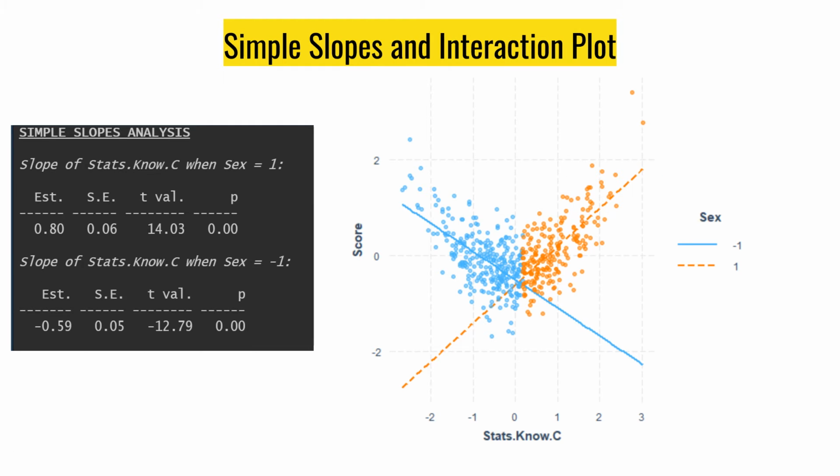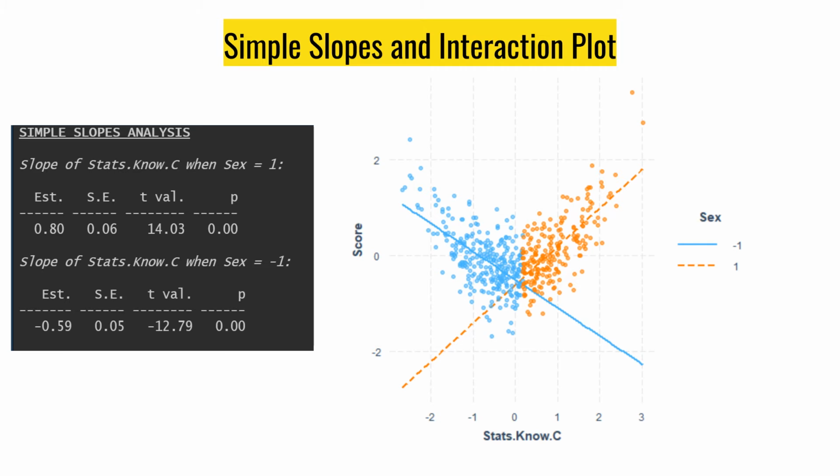Our simple slopes analysis shows us the value of our slopes of the relationship between centered statistical knowledge scores and test scores at different values of our sex variable. We see that at different values of our sex variable, our slope of the line changes dramatically. This is one of the key indicators of an interaction effect between our predictor and moderator. Our interaction plot reinforces this belief. We can clearly see an interaction in our variables.